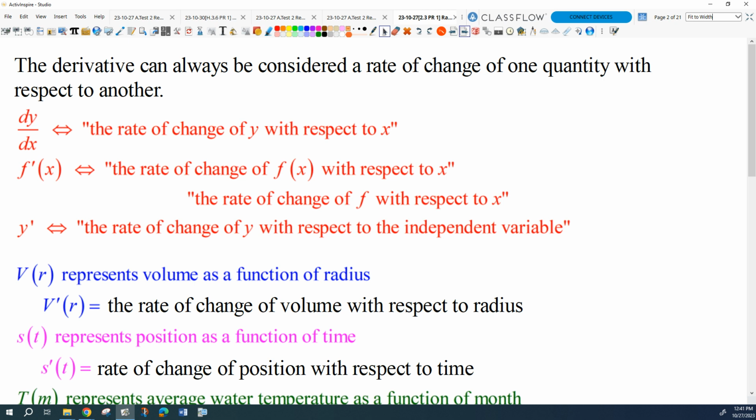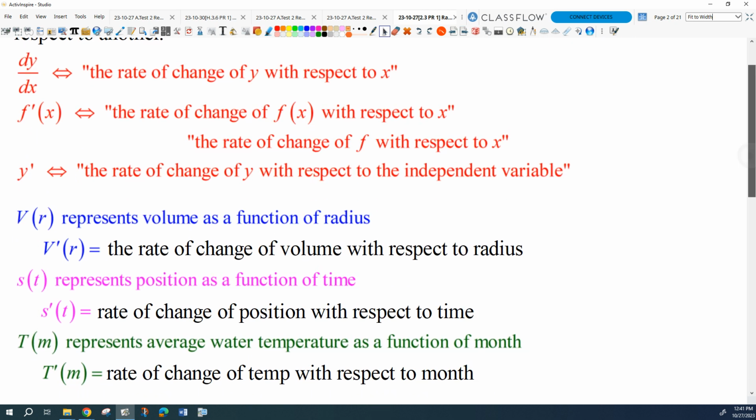Well, dy dx, that's a derivative. Really what that means is the rate of change of the variable y with respect to the variable x. If we did something like f prime of x, if we want to think of that as a rate, that's the rate of change of f of x with respect to the independent variable x. Okay, y prime, that's another way of saying derivative. That implies the rate of change of y with respect to whatever the independent variable is. So usually that would be an x.